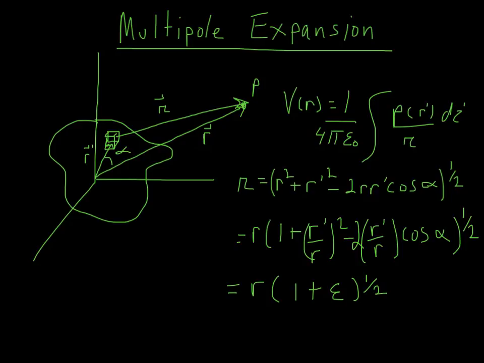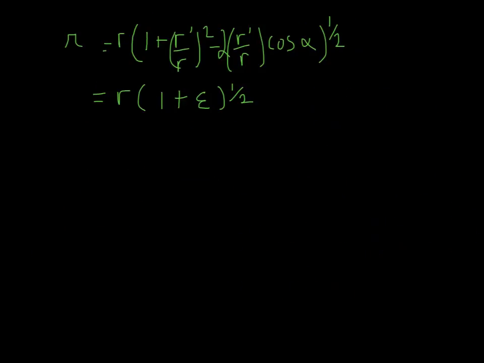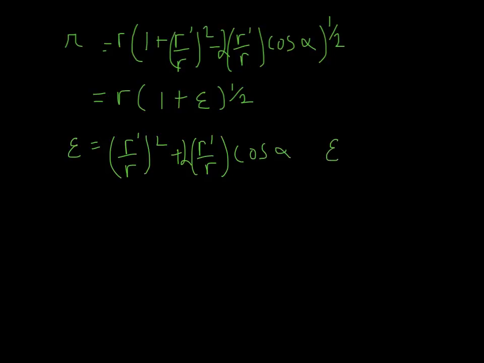We're going to look at what happens when epsilon is very, very small, and then we can take a binomial expansion. So epsilon is just equal to (r prime over r) squared minus 2 times (r prime over r) cos alpha. Epsilon is much, much less than 1 when r is much, much greater than r prime. And that's what we're interested in.